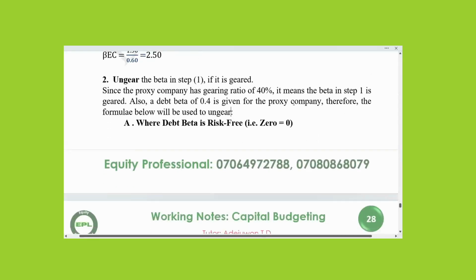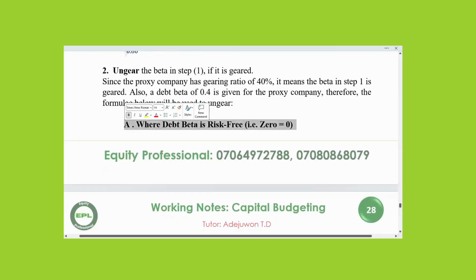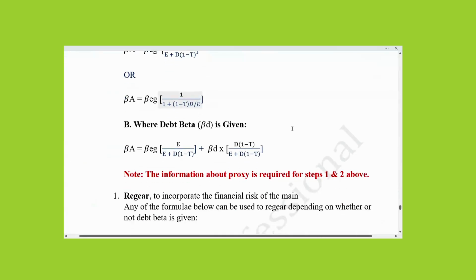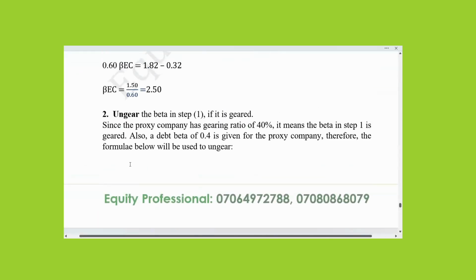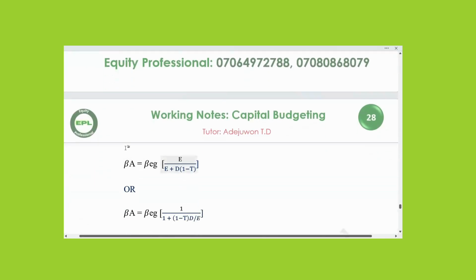So which formula are we going to use? I gave you 2 different formulas to ungear. So let me see. This is the one we are going to use. Let me just copy that. So I will then come here. I already have all relevant information in the question.